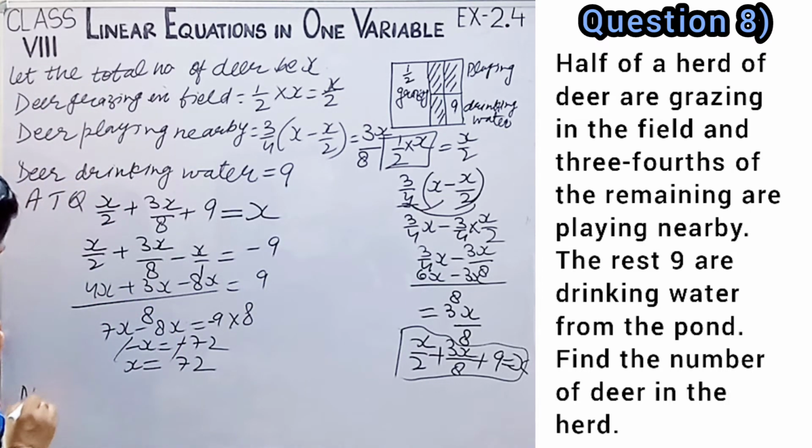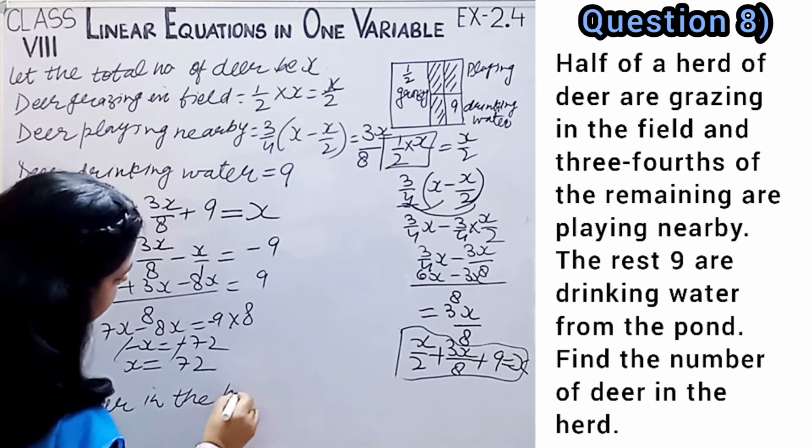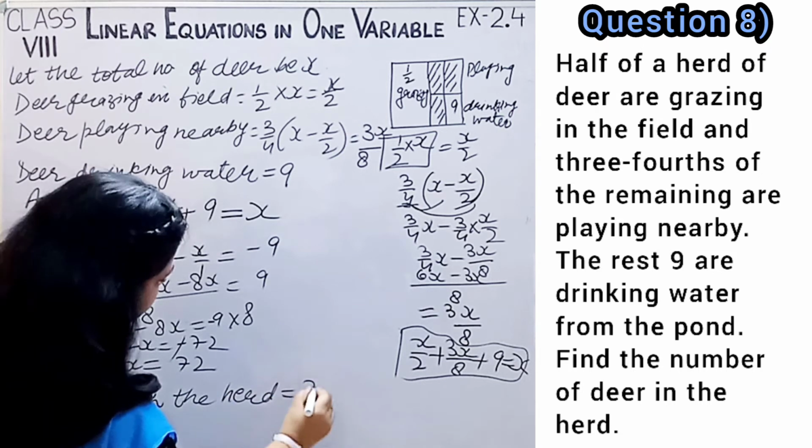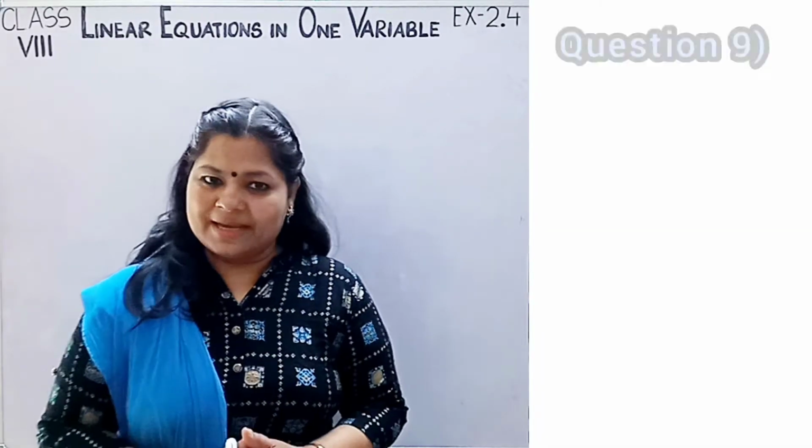So, number of deer in the herd is equal to 72. Answer.